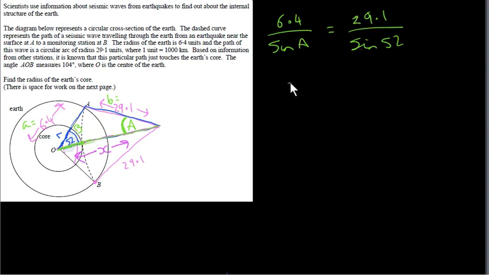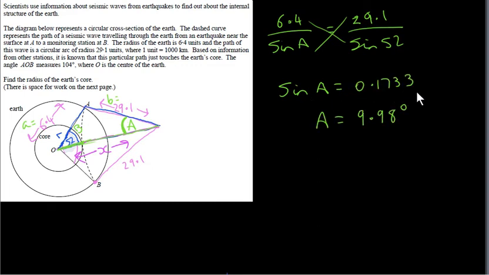And we just rearrange this to find sine A. So we just cross multiply: 29.1 sine A equals 6.4 by sine 52. So if we take 6.4 times sine 52 and divide by 29.1, we get sine A. So sine A is 0.1733 and we get inverse sine of 0.1733 to get 9.98 degrees. So having found A, we can then go and find this angle up here because the 3 angles add up to 180 degrees. So these 3 angles add up to 180, so I can find this angle. It's 118 degrees. Now we can find x.